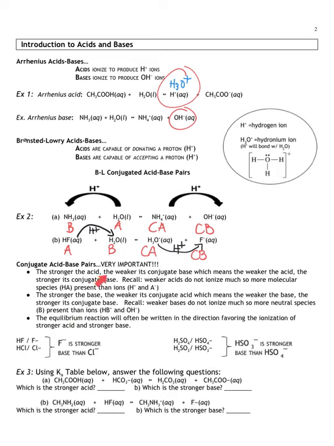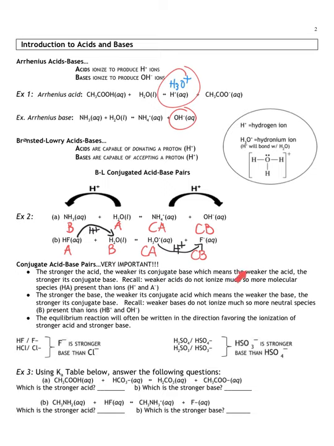The stronger the acid, the weaker its conjugate base. So if the substance is a strong acid, that means it dissociates more and more. That means its conjugate base doesn't want to accept a hydrogen ion because it's a stronger acid. It would rather be dissociated than accept a hydrogen ion.